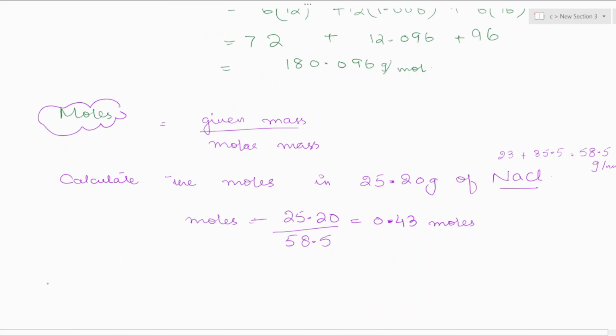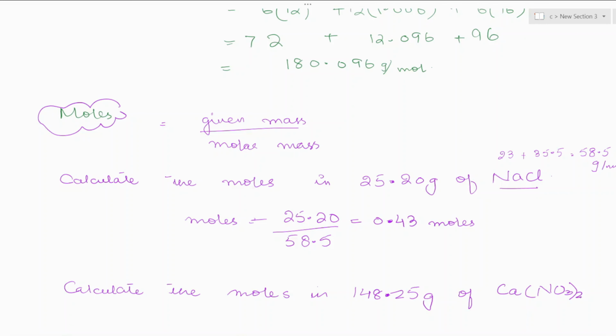Okay, let's practice more. I'm giving you another question. Calculate the moles in 148.25 grams, okay, it's a decimal, of calcium nitrate. Now, it's a twist. How to calculate numbers if the bracket is given? You have to multiply the number outside bracket with the whole bracket. So there is one calcium, two nitrogen, and how many oxygen? Six oxygen. So I want you to do this calculation.